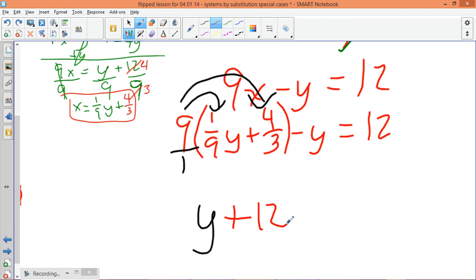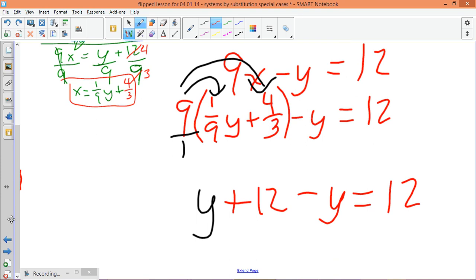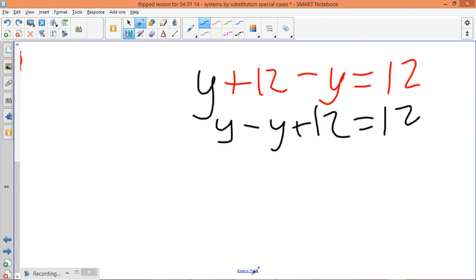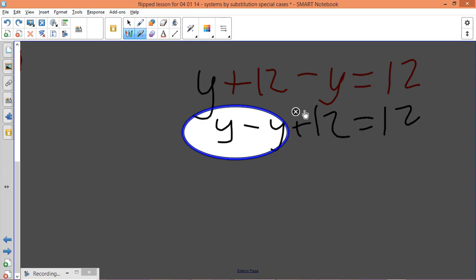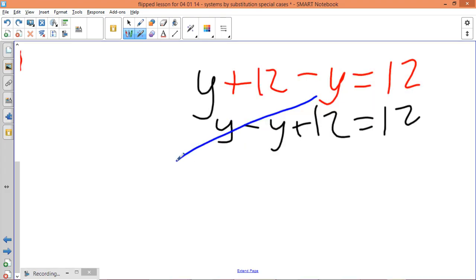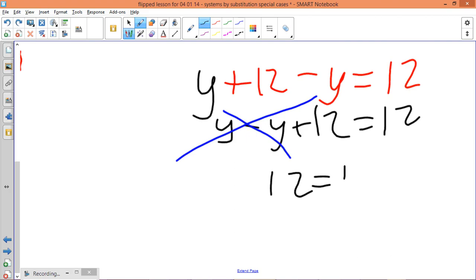So y plus 12 minus y equals 12. I'm going to combine my like terms. So I have them on the same side. I'm just going to rewrite this so they're next to each other. Y minus y plus 12 equals 12. You probably see it already. Y minus y is just 0. So I cross those out because they add up to 0, and I am just left with 12 equals 12.